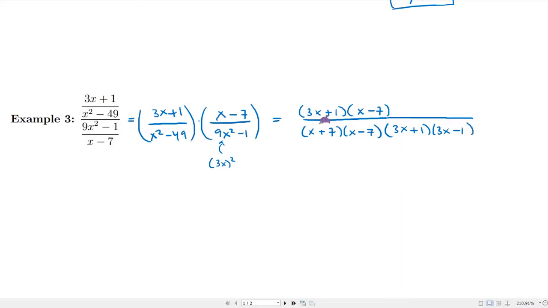And do we have any reduction? Well, yes, the 3x plus 1 reduces, and the x minus 7 reduces, so we are left with 1 up in the numerator. Both of these factors are gone, but then we have x plus 7 and 3x minus 1.